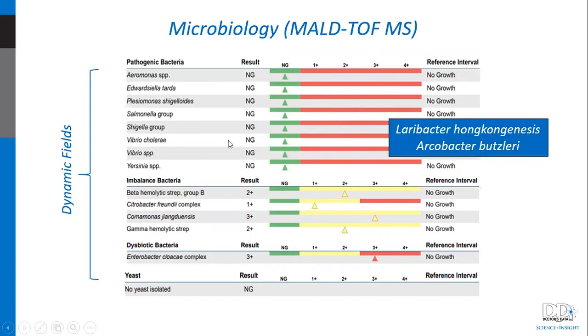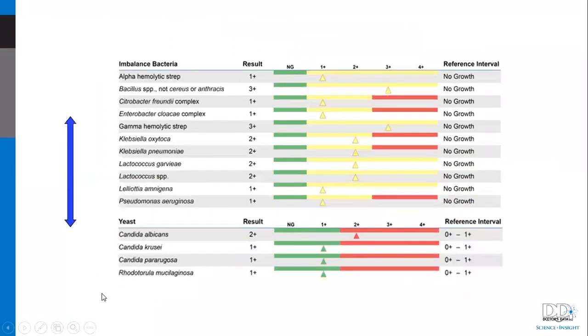Now, these fields are all dynamic and expandable. So if Laribacter and Archobacter are found, they would be reported here. But all of these fields are expandable. So every test report is not going to show the same list of culprits.